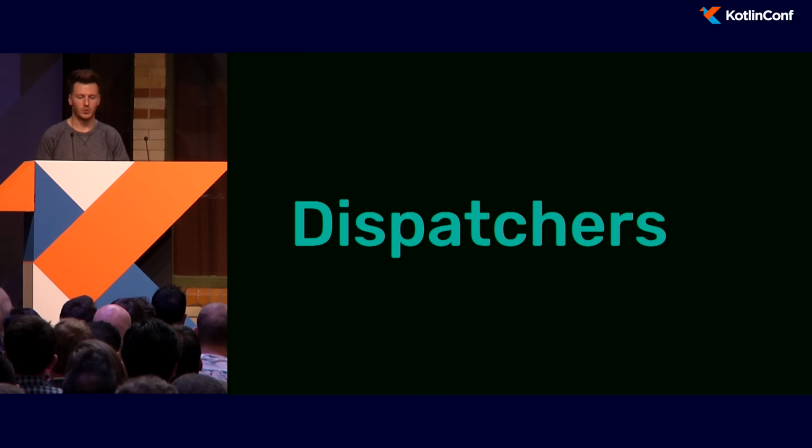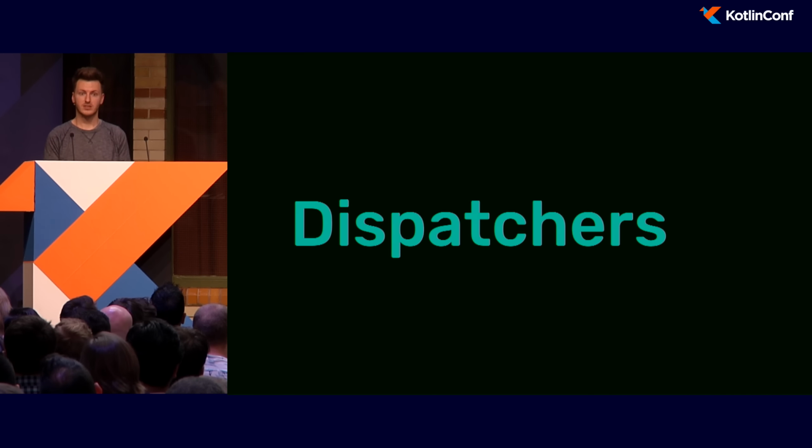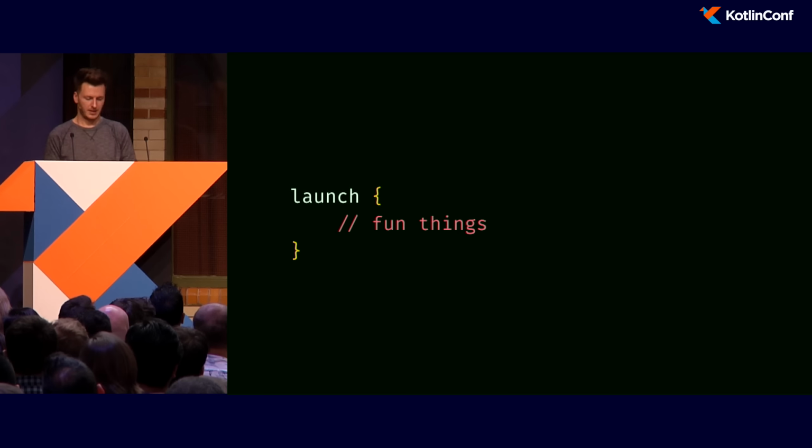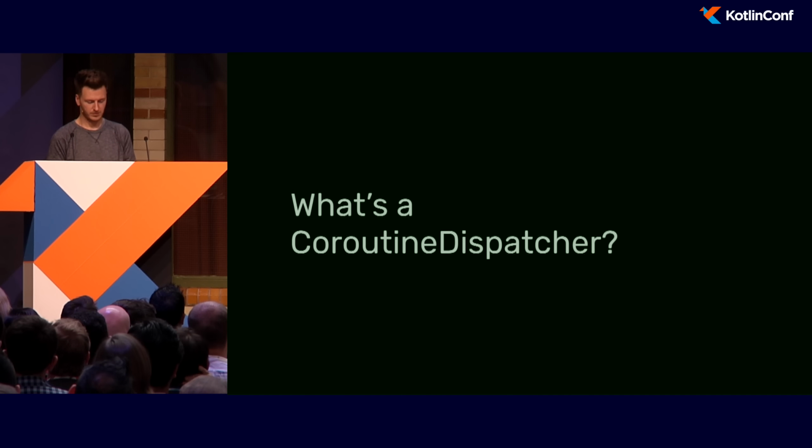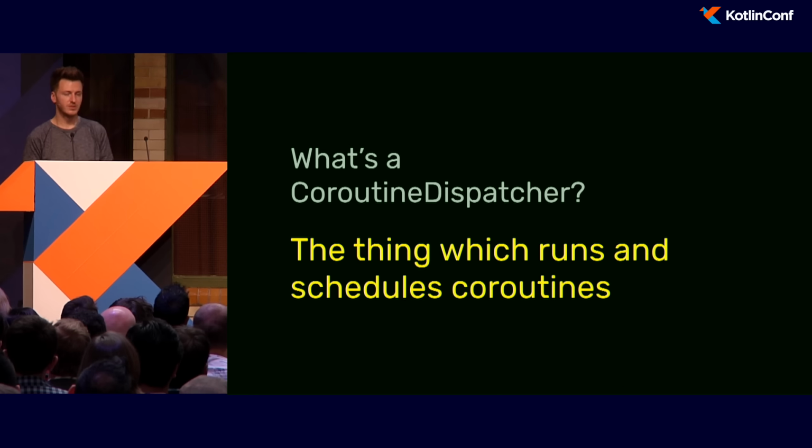So we've just talked quite a lot about coroutines now and how you actually write them. But it's important to know how they actually run on your device, and that's where dispatchers come in. So launch and async and all those builders have a context, and the default one uses Dispatchers.Default. So what is an actual dispatcher? Well, it's the thing which runs and schedules your coroutines. It's the actual magic behind coroutines a lot of the time.